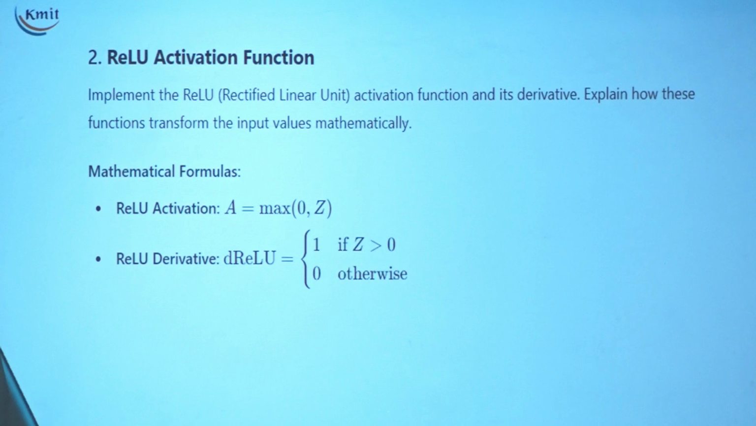What is Z2 and what is A2? What is Z1? Please understand, Z1 is W1 X1 plus B1. What is A1? The activation function which is applied on Z1. What is Z2? The weighted sum of A1 into W2 plus B2.